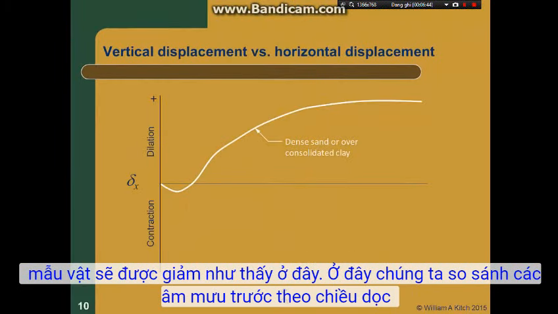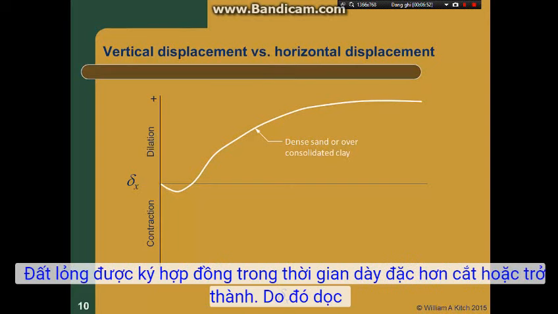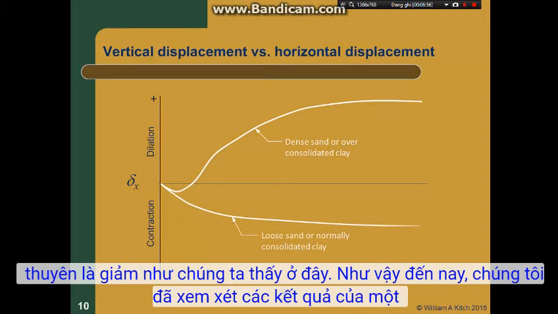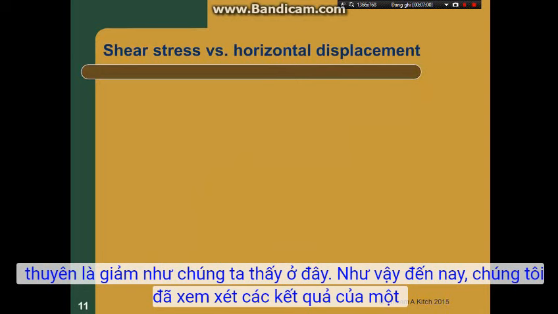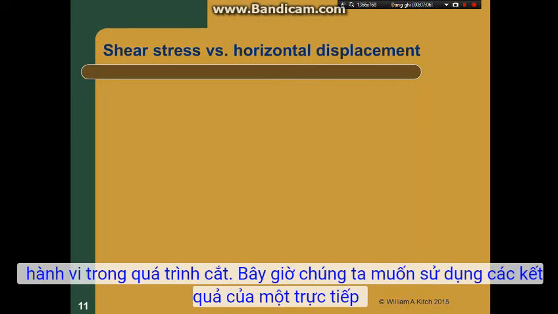Here we compare the previous plot of vertical displacement versus horizontal displacement for a dense soil with that of a loose soil. The loose soil is contracting during shear or becoming denser, therefore the vertical displacement is downward, as we see here. Thus far, we've looked at the results of a single direct shear test and explained the difference between contractive and dilative behavior during shear.